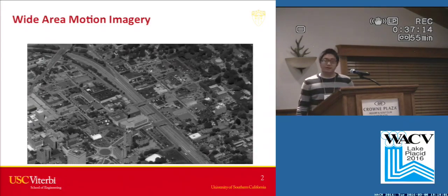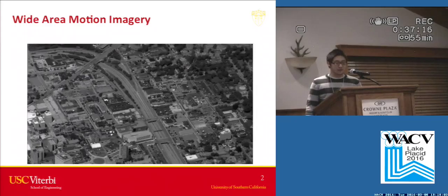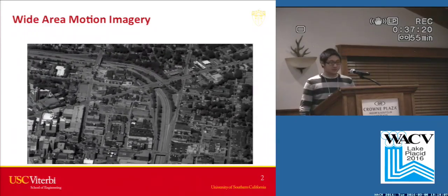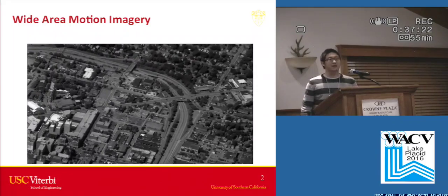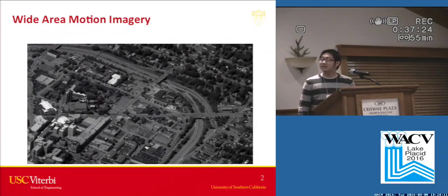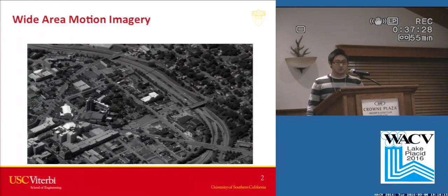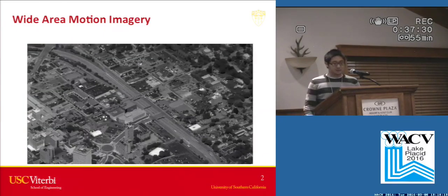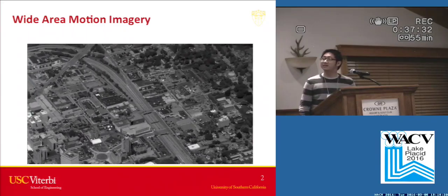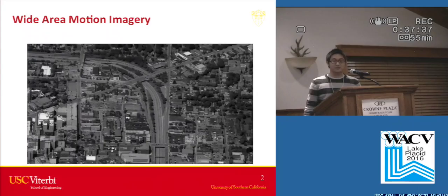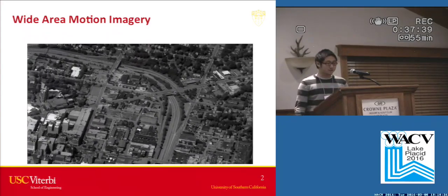So this is the wide area motion imagery we have as input. This imagery is captured by a camera mounted on a UAV. As you can see, everything in the scene is moving, and therefore it is very difficult to directly apply this imagery on applications such as moving object detection, tracking, or activity recognition.